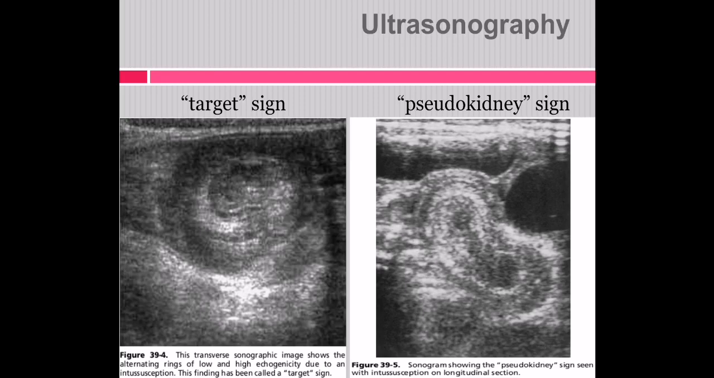The gold standard diagnostic investigation for intussusception is the ultrasound, which shows either the target sign in a cross section of the mass, due to alternating hyperechoic shadow, or the pseudokidney sign in the longitudinal section of the bowel mass of intussusception.